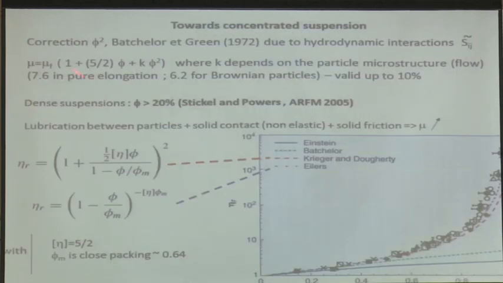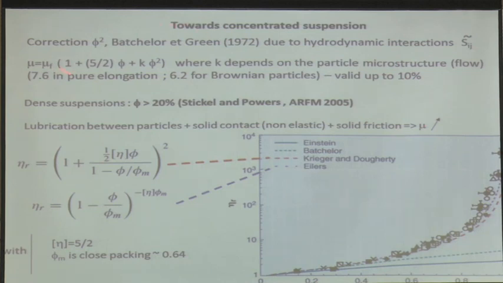And actually, he found 1 plus 5 half of phi, so this is the Einstein estimate, plus a term in phi square. And this phi square has a prefactor which is between 6 and 7. It depends on the flow configuration. And this is now valid a bit more with more concentration, so up to 10%. Okay?